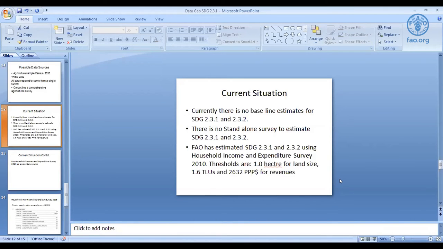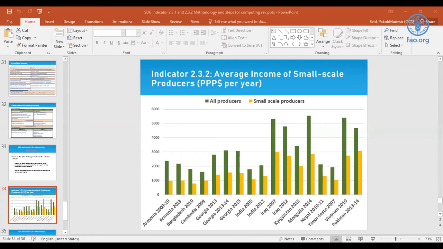Can I share my screen? I think in my presentation, yeah. Okay, go ahead. Can Khatun stop sharing your screen? It is stopped. Okay. Can you see my screen? Yes. It's referring to this slide, Naman. You see, Bangladesh? But this is the income, you know. It's not that. It's 2.3.2. Yeah, average income of small scale producers, PPP per year. It's 2.3.2.